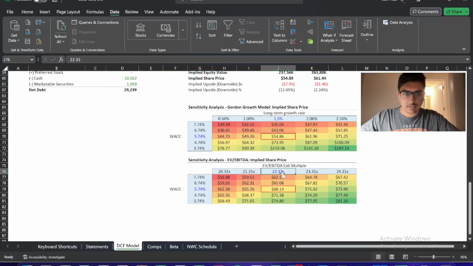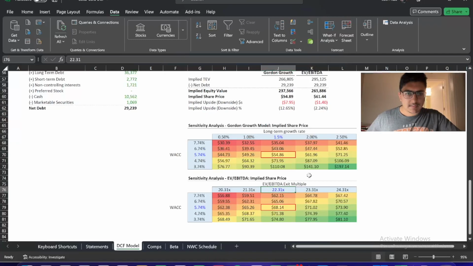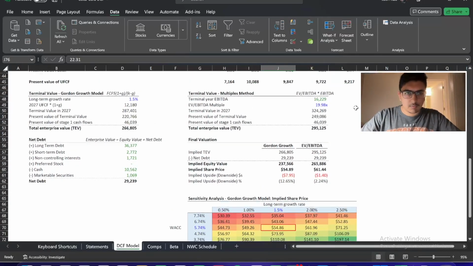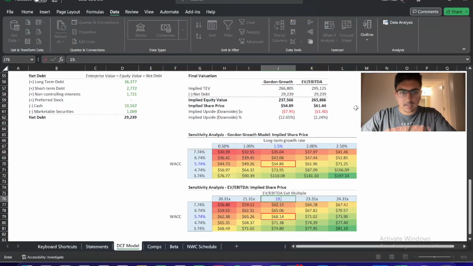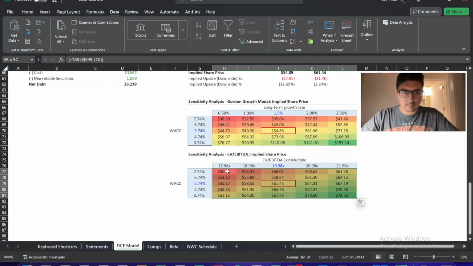And you would probably have to change this too. By the way, for these numbers, you have to hard code them. I don't know why, but you can't just do a direct cell reference. I think it just messes with the way the data table works. But let's say this was 19.98. So that changes, and now look at that. It automatically updates the data table.